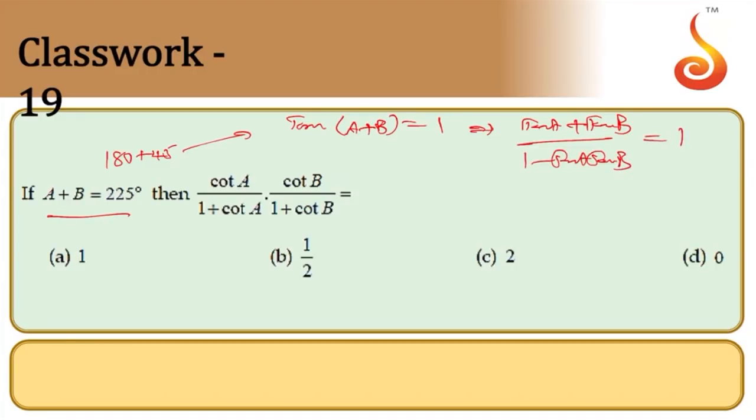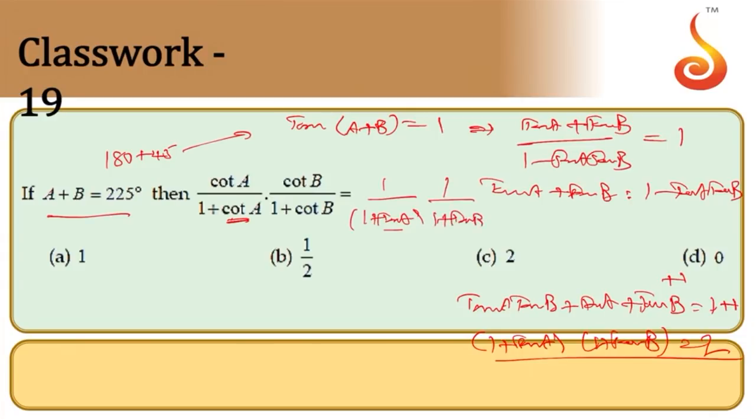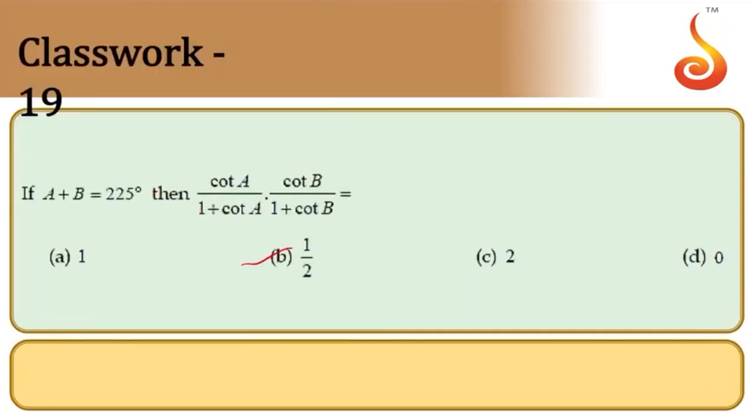Therefore tan A plus tan B is equal to 1 minus tan A tan B. Bringing it to the left hand side, we can rewrite tan A tan B plus tan A plus tan B is equal to 1. Adding 1 on both sides and factorizing, this is nothing but 1 plus tan A into 1 plus tan B is equal to 2. So cot A cot B is 1 divided by 1 plus tan A into 1 divided by 1 plus tan B, and with 2 in the denominator, the answer is equal to 1 by 2.